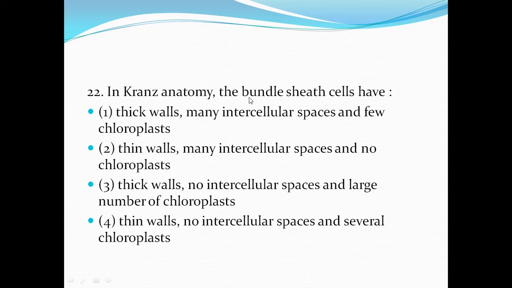In Kranz anatomy, the bundle sheath cells have... You know very well what happens in Kranz anatomy. Bundle sheath cells are in close association with the mesophyll cells and both are equally involved in the synthesis of carbohydrates in a pathway called C4 pathway. And bundle sheath cells have thick walls, there are no intercellular spaces and there are a large number of chloroplasts. Chloroplasts are more in number in bundle sheath cells because both light reaction and dark reaction take place in bundle sheath cells instead of mesophyll cells. So they have thick walls, no intercellular spaces and a large number of chloroplasts.